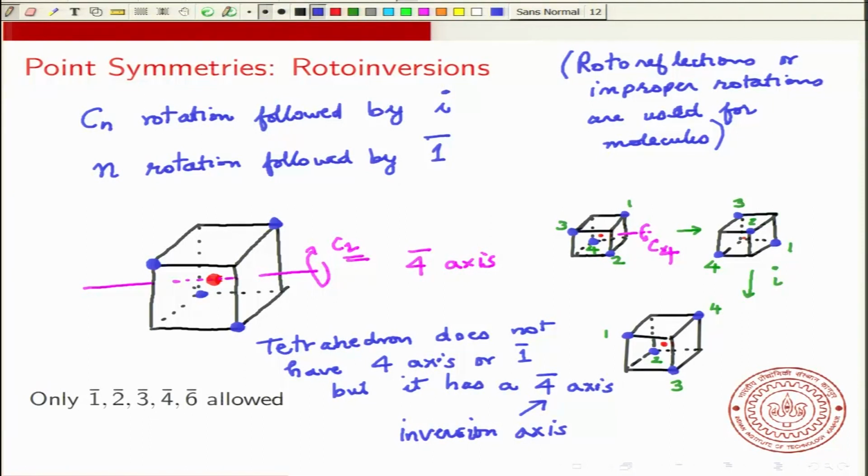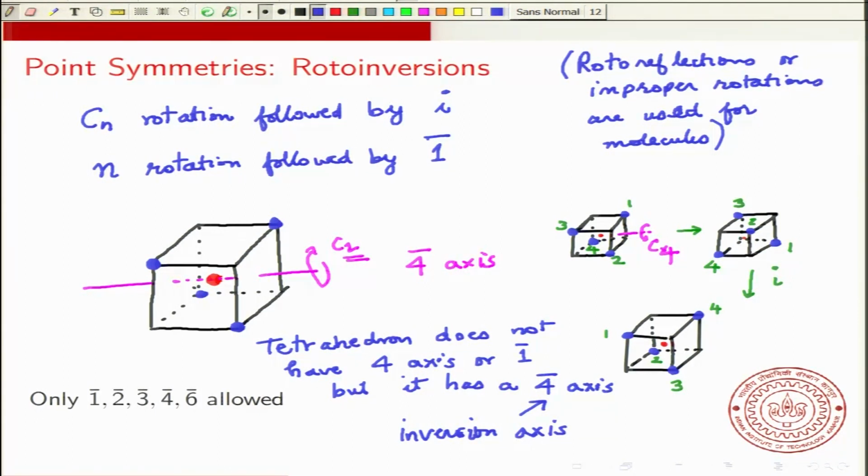So the tetrahedron has a C2 axis and a 4 bar axis, or it has a 2 axis and a 4 bar axis. It does not have a 4 axis. That is important to realize.